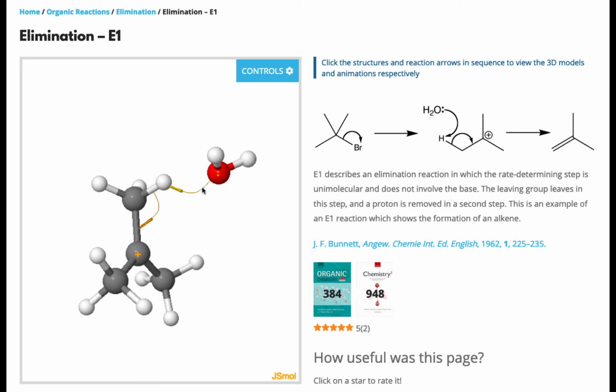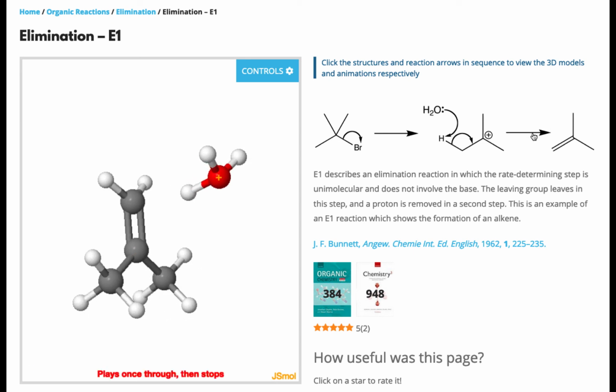There's the water, and there's the beta hydrogen. Now let's watch it happen. The water's coming in, pulling off the hydrogen, and forming the double bond. An H3O+ is also formed in this reaction.